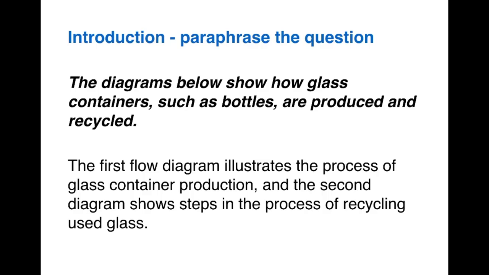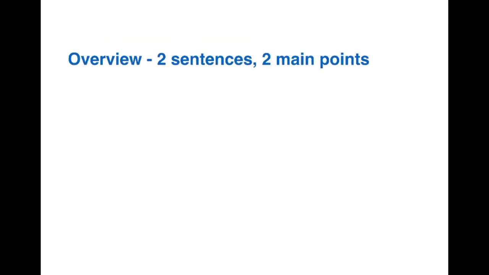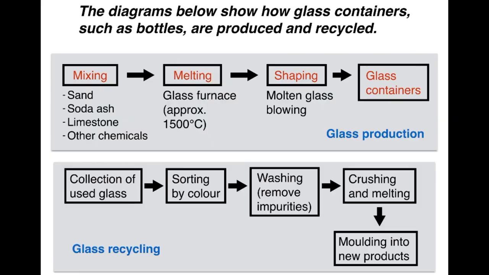The first flow diagram illustrates the process of glass container production, and the second diagram shows steps in the process of recycling used glass. On to the overview now, 2 sentences, 2 main points, and I'll show you on the diagrams what I'm going to choose. I'm going to talk about, in my overview, these 3 materials that are the main materials that go into glass production, and I'm going to say that there are 4 steps in glass production and 5 steps in glass recycling.